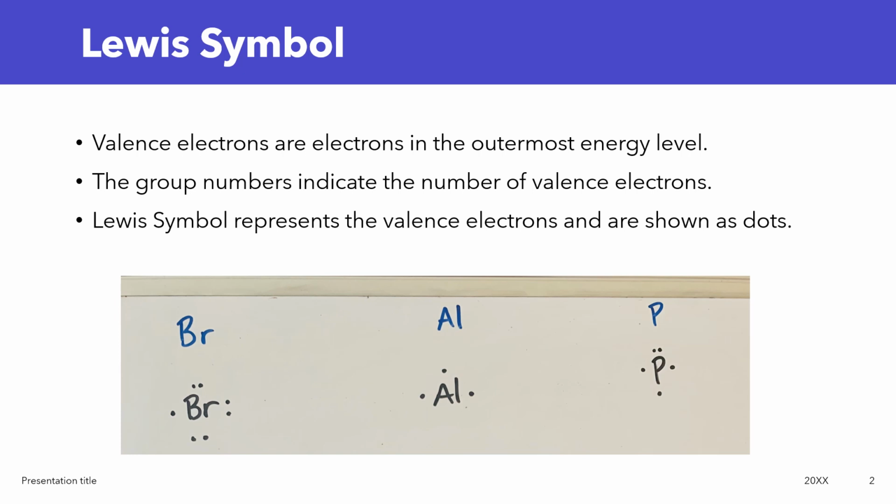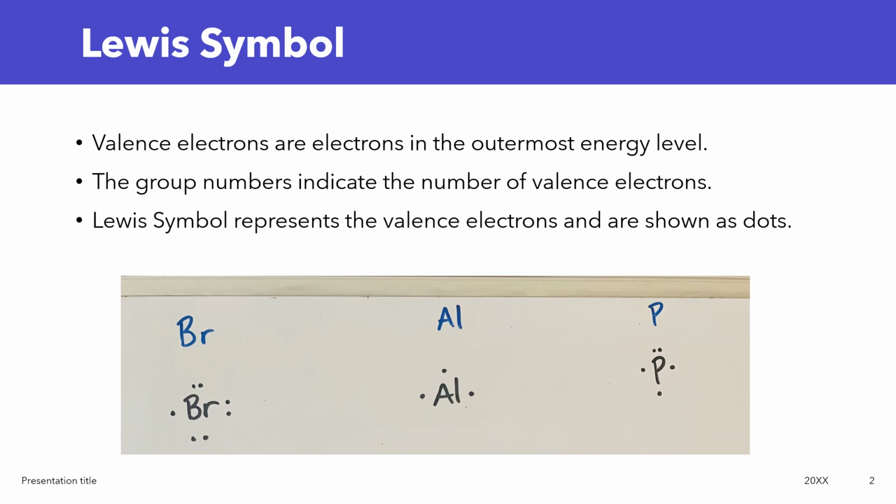Let's take a look at a few examples. Let's draw the Lewis structure for aluminum. Aluminum belongs to group 3A, so it has 3 valence electrons. When there are 1 to 4 valence electrons, they're arranged as single dots. But when there are 5 to 8 valence electrons, some of the electrons are going to be paired. So with aluminum, it's 3 valence electrons, so it's going to be arranged as 3 single dots.